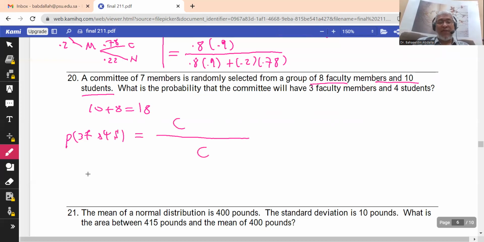We have C, C, C. Total number 18. We need to choose 7 out of them. Those 18 are divided into 8 faculty members and 10 students. We are going to select 3 faculty members and 4 students. If you put 8C3 times 10C4 over 18C7 in the calculator, you will get 245 over 663, or as a decimal, 0.3695.